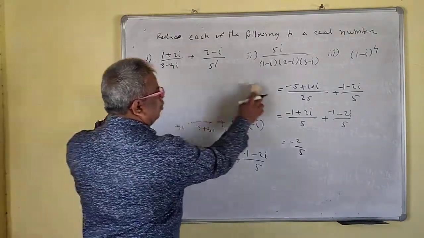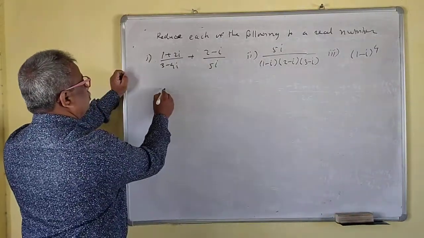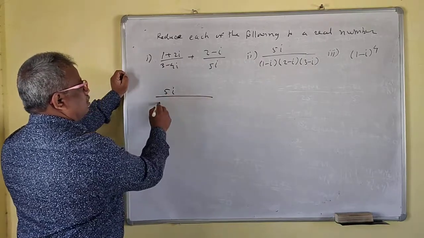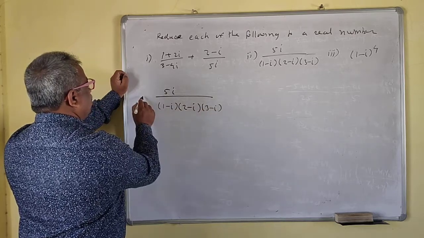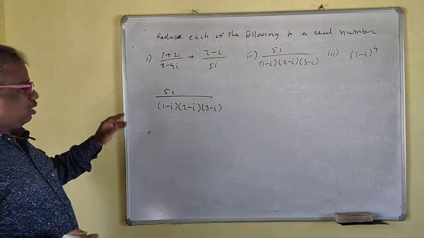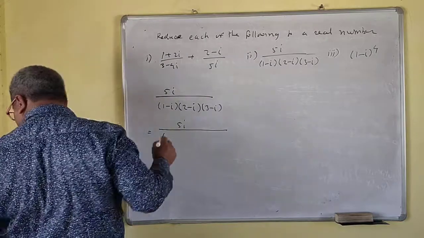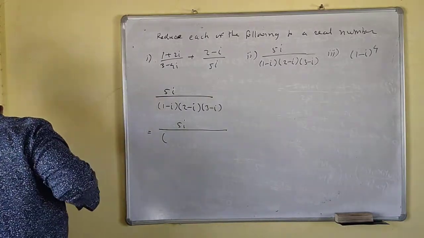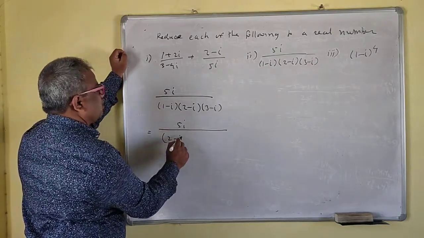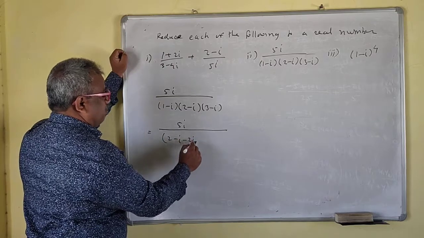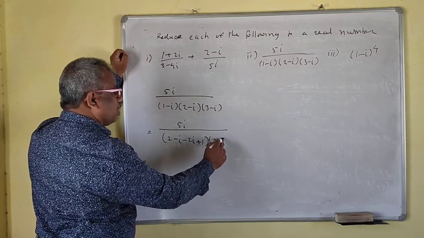Next. We do for the second one now. 5I upon 1 minus I, 2 minus I, 3 minus I. So first what we will do, we will take the product of the denominator first. So 5I. Okay. So now this, we will do the product of the first one. So 2 minus I minus twice I. This is what? Minus I square, note that. So this is plus 1. So 3 minus I now.